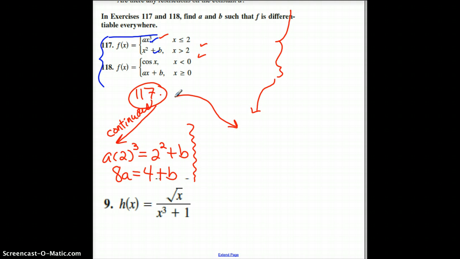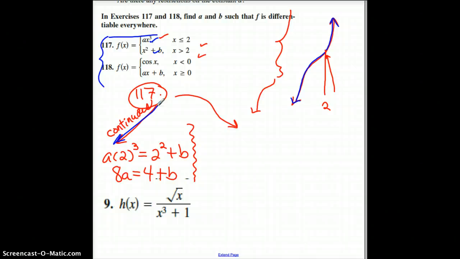Also what must happen is that they have to have a seamless entry. So perhaps this is at 2 right here. I have to make sure that when I leave the cubic piece at 2, the parabola picks up right where the cubic left off, seamlessly. No cusps, no corners, no gaps. I prevented the gaps right here with the continuity.